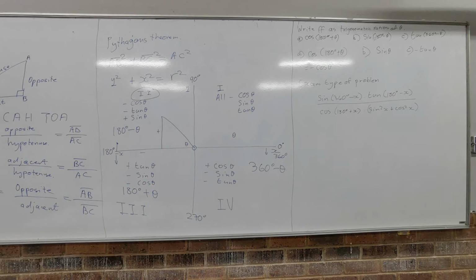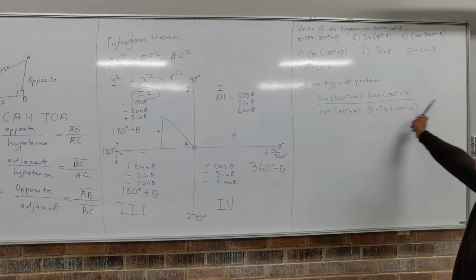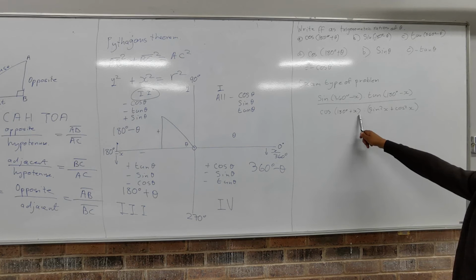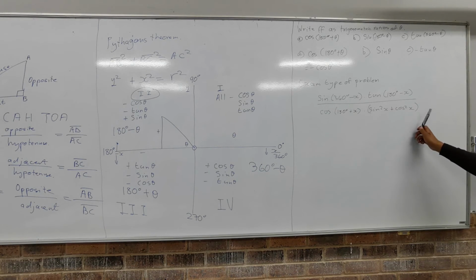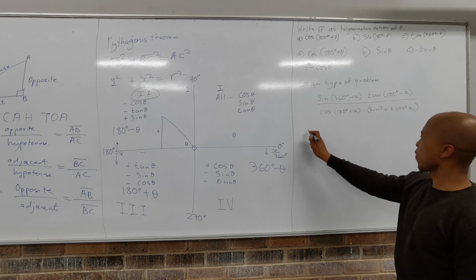Now you are given 360, and let's have a look at this example. It says that sine of (360 degrees minus x) multiplied by tan of (180 degrees minus x), everything divided by cos of (180 degrees plus x) multiplied by (sine squared x plus cos squared x). Alright, now let us go and solve this problem.